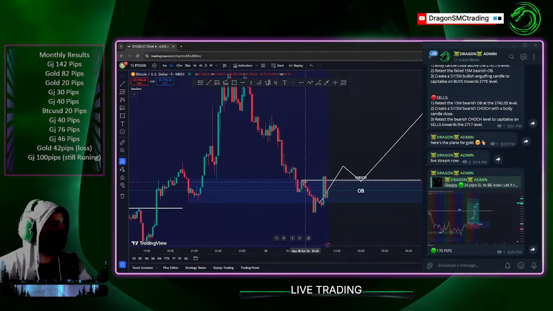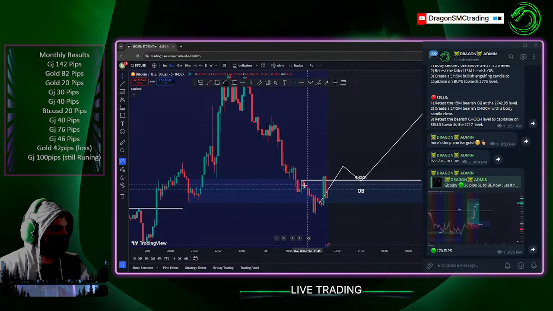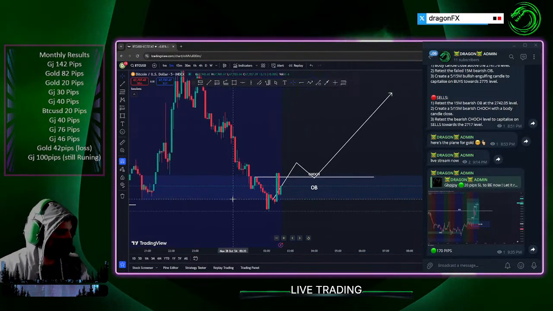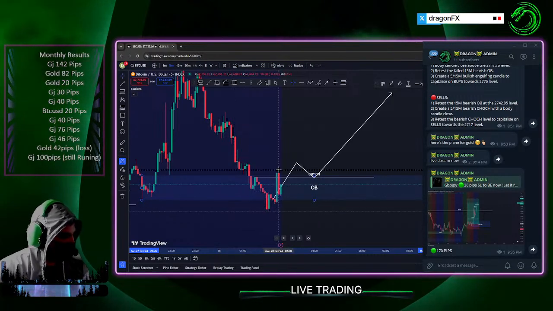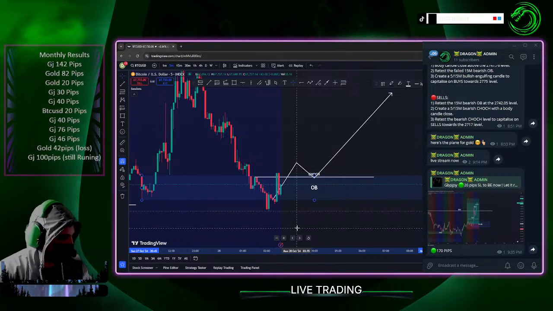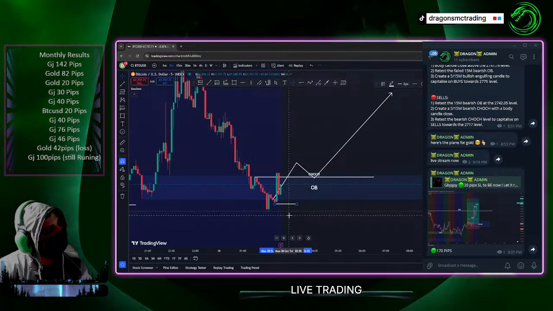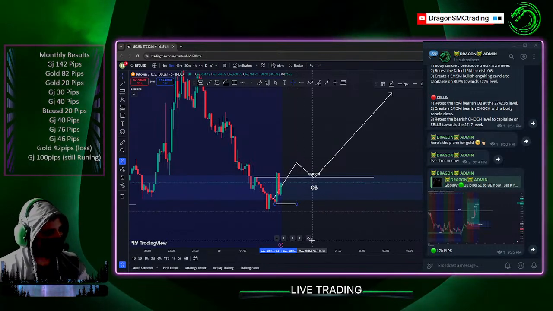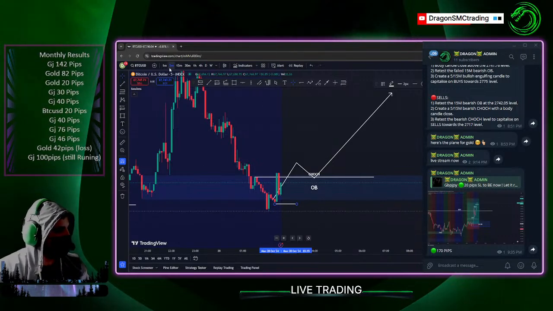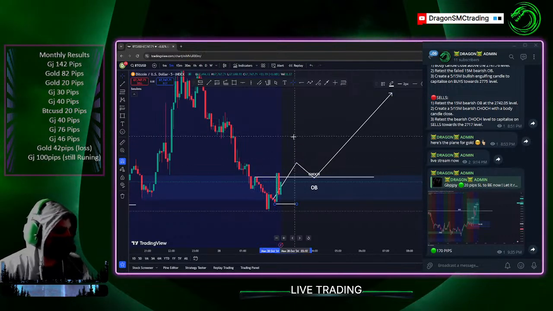However, this could be a fake out. And why do I say that? Because price already failed this OB right here. It broke below this OB. Now this could be a pullback before price continues to the downside, only if price breaks below this low right here. But in the meantime, the 5-minute and the 15-minute are bullish, so we should see some bullishness right here.